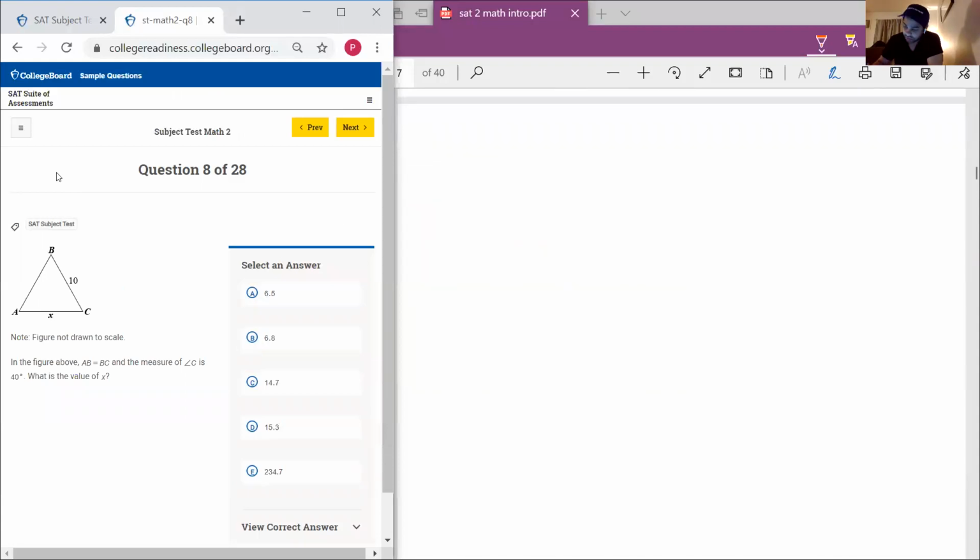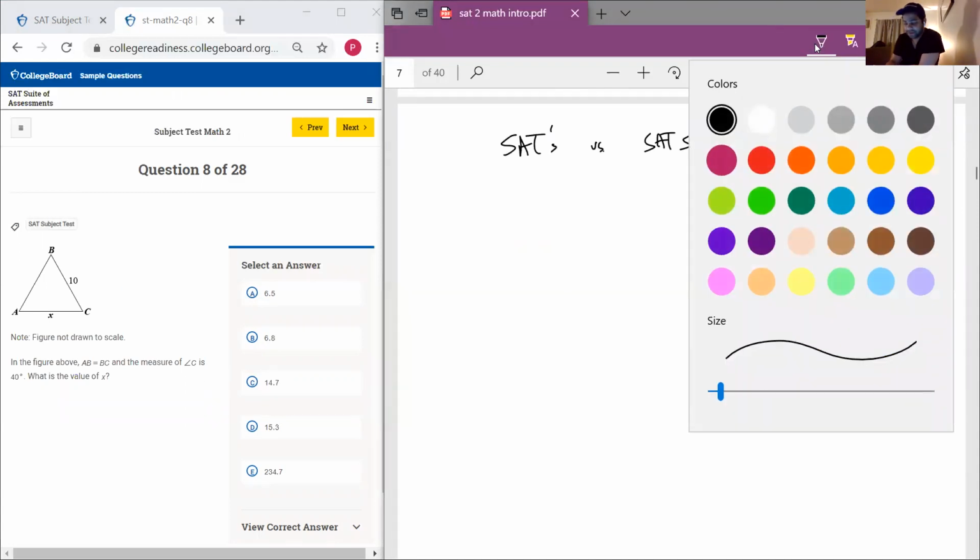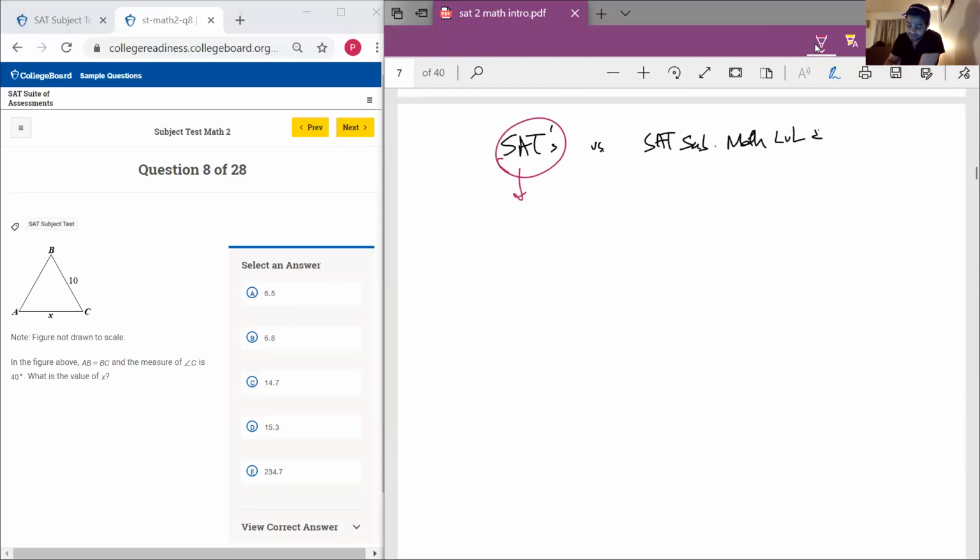All right, another geometry question. There's actually another main difference between normal SATs and SAT subject math level 2. Believe it or not, the normal SATs, they don't care about geometry. And you know, it's very heavily represented here.